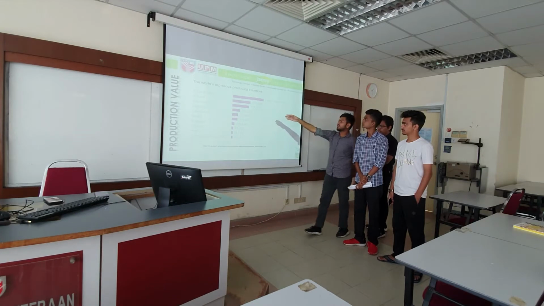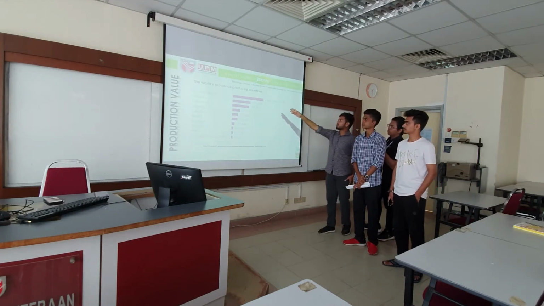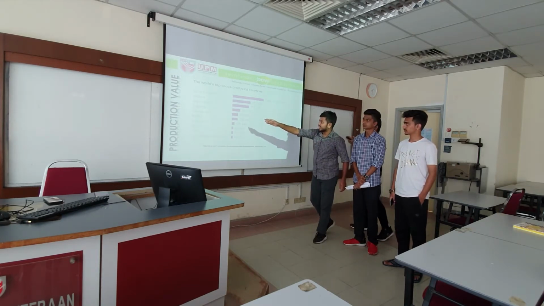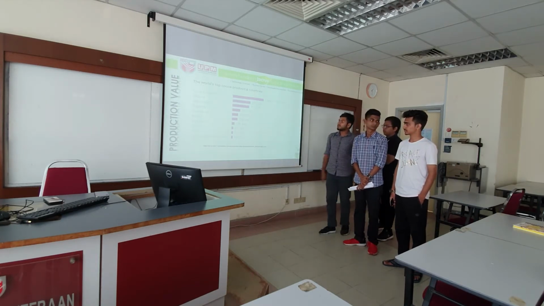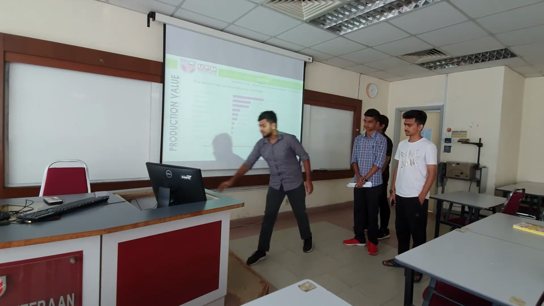So here is a chart for us, we can understand the production value from here. The world's top cocoa producing countries: first, Côte d'Ivoire and Ghana, Indonesia, Nigeria, Cameroon, Brazil, Ecuador, Mexico, Peru, and Dominican Republic.